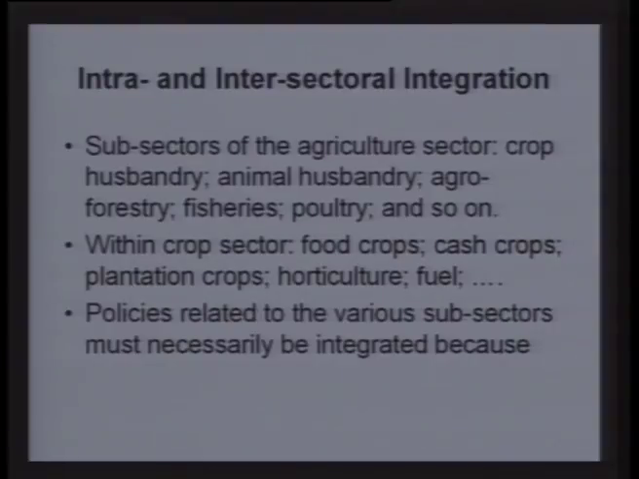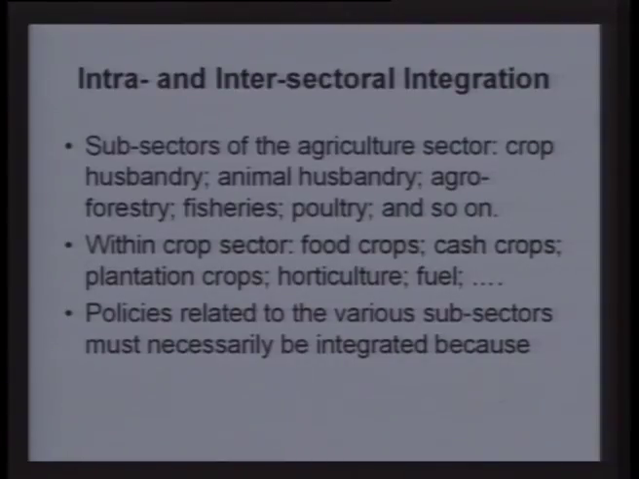So in the agriculture sector there is a need for inter-sector integration, because there are many sectors which are dependent on agriculture. There are many other sectors on which the agriculture sector is dependent. The subsectors of the agriculture sector are crops, animal husbandry, agroforestry, fisheries, poultry. They are interlinked with each other.